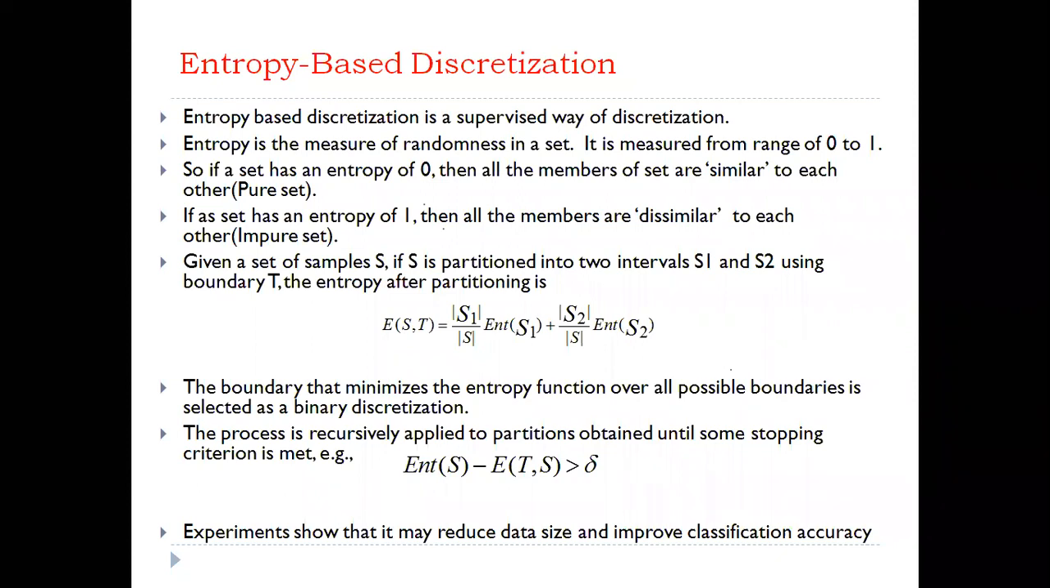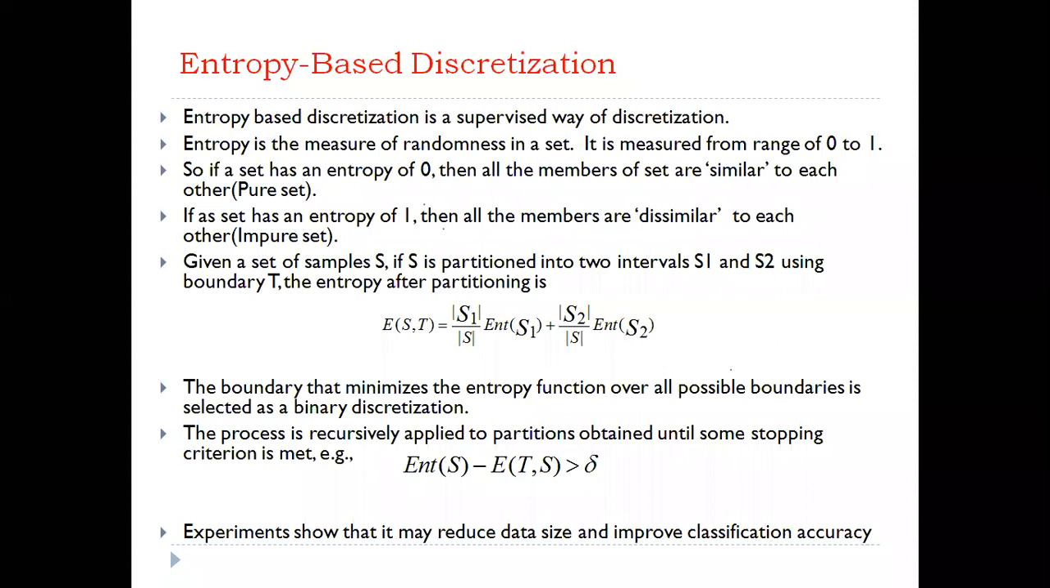And if a set has an entropy of 1, then all the members of the set are very dissimilar to each other and are of very different classes. Let us get back to how exactly we need to calculate entropy. In order to calculate the entropy, we have a small formula.